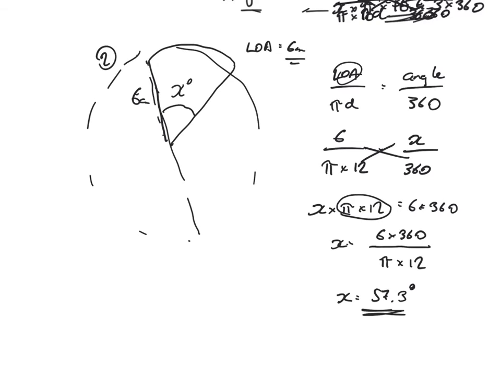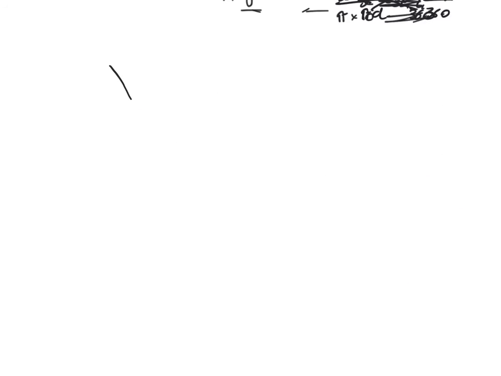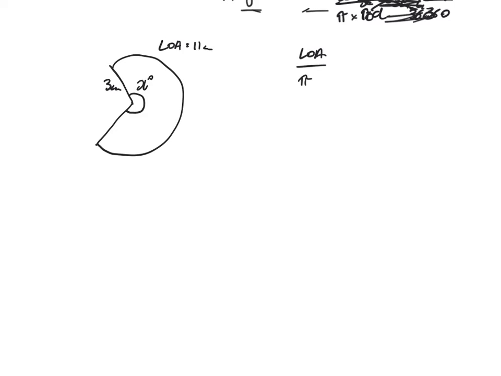Okay, let's try another 2 examples. Example 3. Here's the sector this time. The angle is x degrees. This time I'm told that the length of the arc is 11 centimetres and the radius is 3 centimetres. So formula again, length of arc over pi d equals angle over 360. The length of the arc is 11 over pi times the diameter. The radius, as we can see, is 3, so the diameter will be 6, is equal to the angle x degrees over 360.